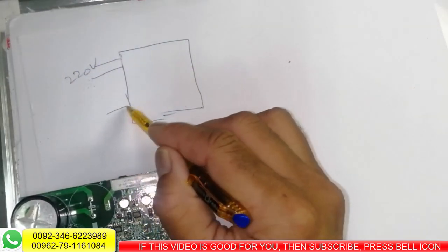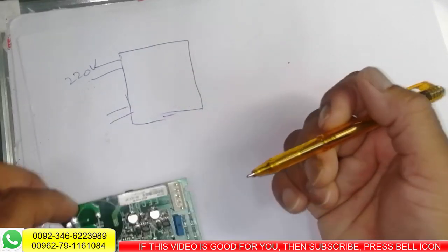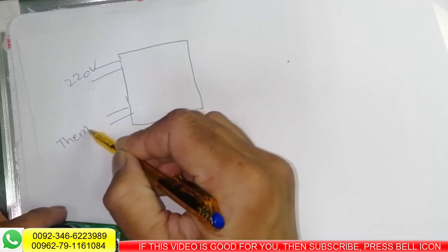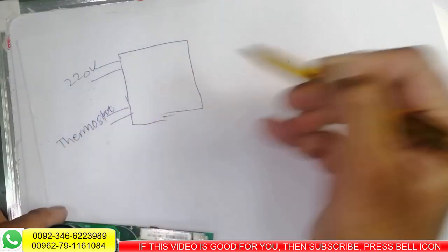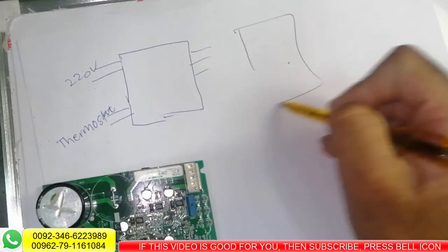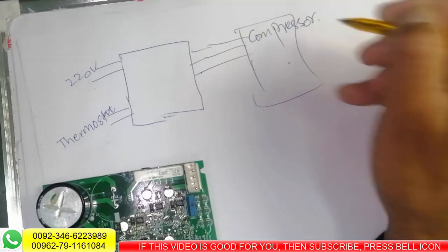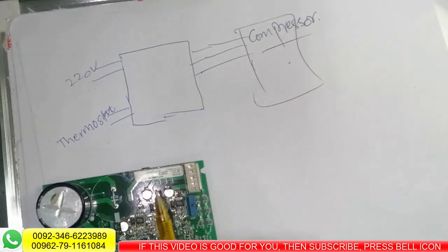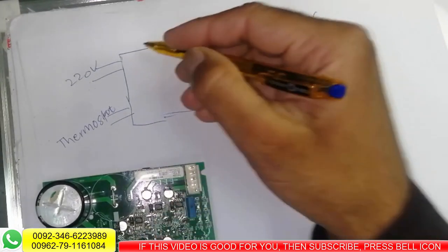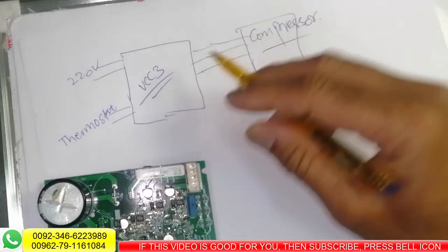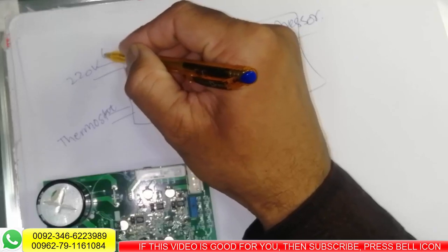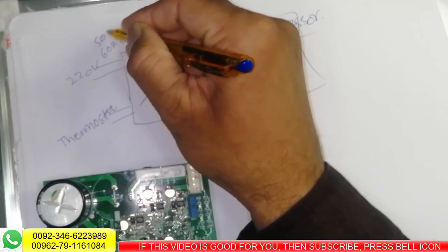Then I have here one socket that is for the thermostat, and we have three wires here for the compressor. It is basically a two speed compressor control. This is a VCC3 board, for a three phase compressor. It takes 220 volt, 50 hertz or 60 hertz.